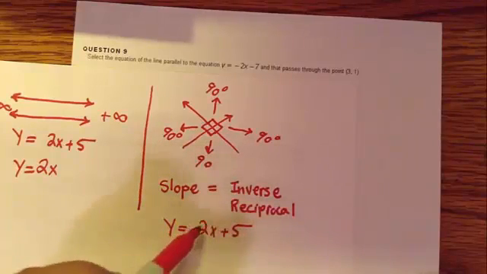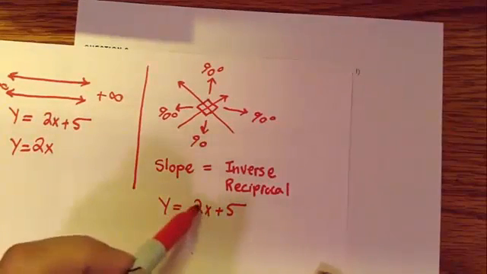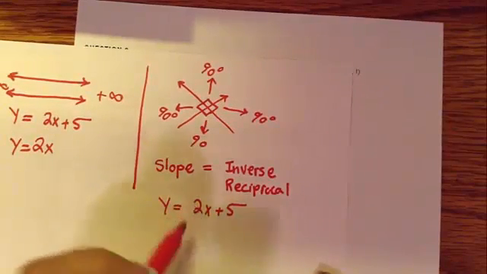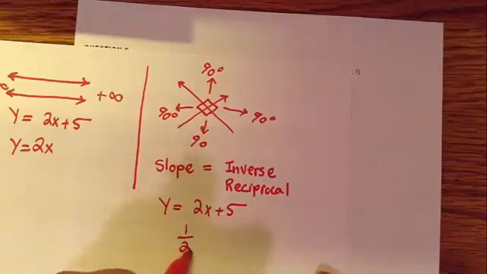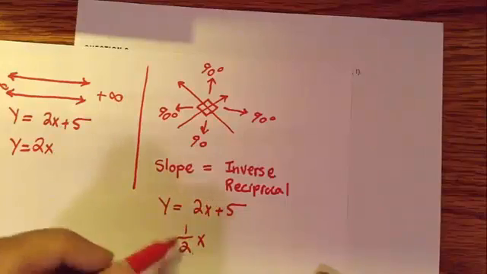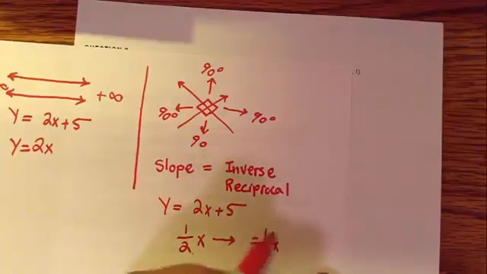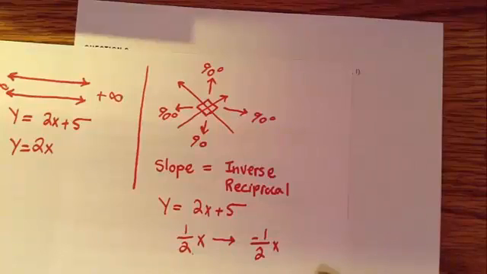So if I have something like y equals 2x plus 5 again, the first thing that I need to do is take a look at my slope and invert it. So the inverse of 2x is just going to be 1 over 2x, and the reciprocal of 1 over 2x is just going to be negative 1 over 2x. So we're essentially just going to tag a negative sign onto our fraction. And that's pretty much all it is to perpendicular lines.